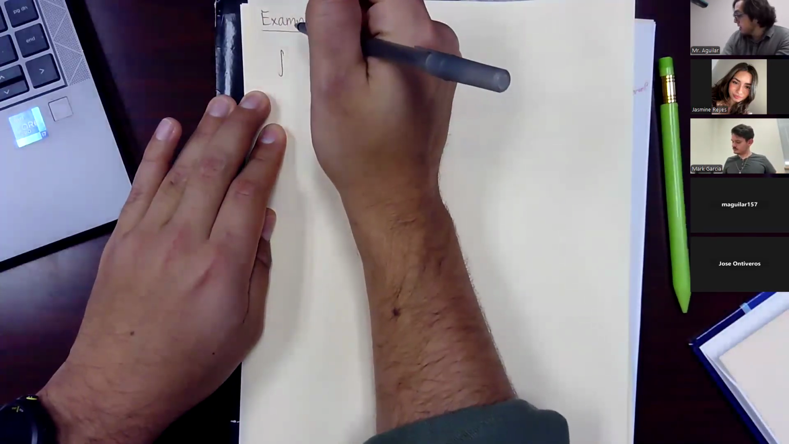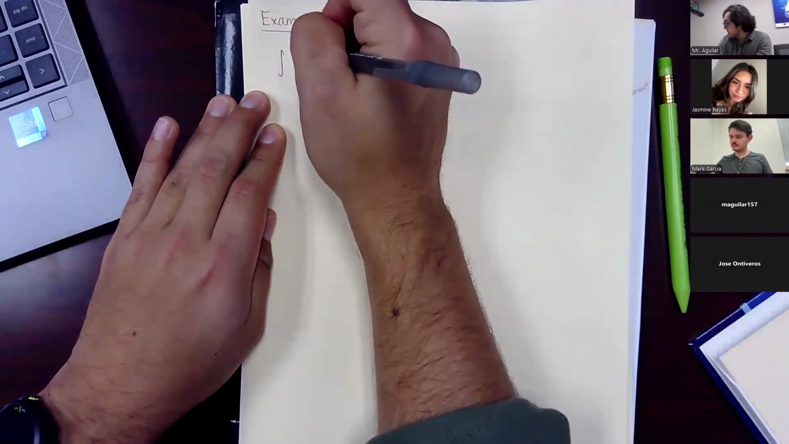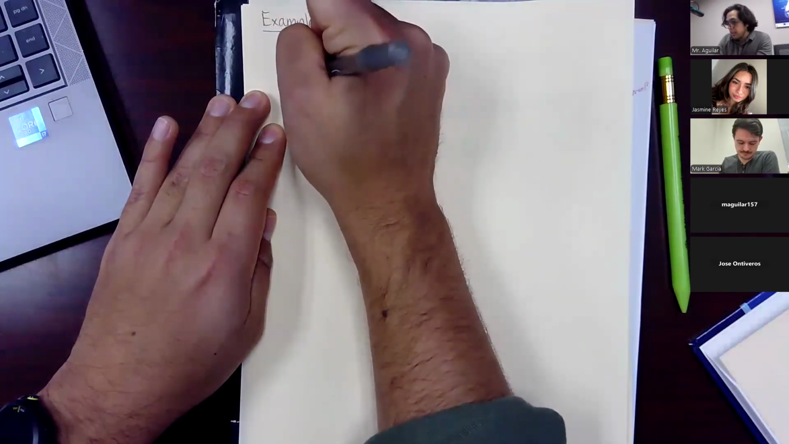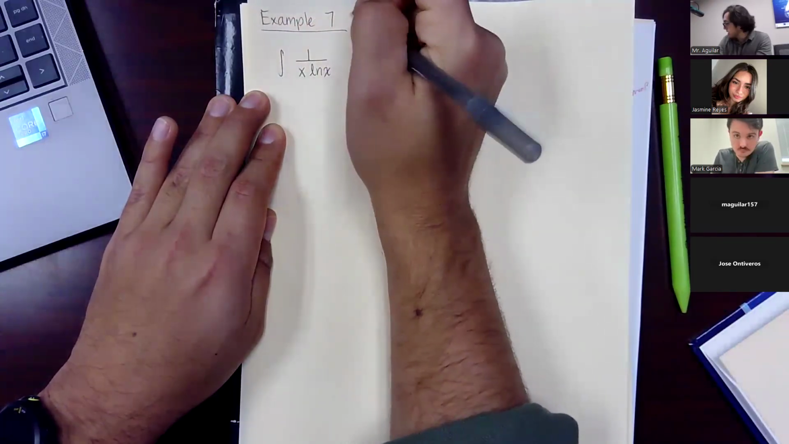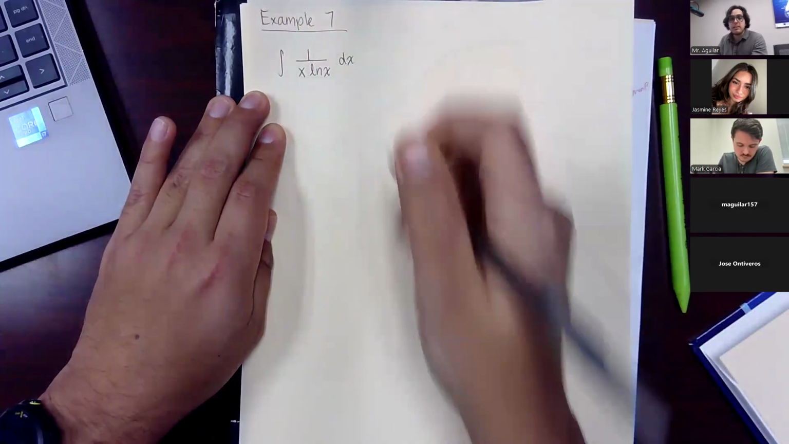Example number 7 is: integrate 1 over x ln x dx.